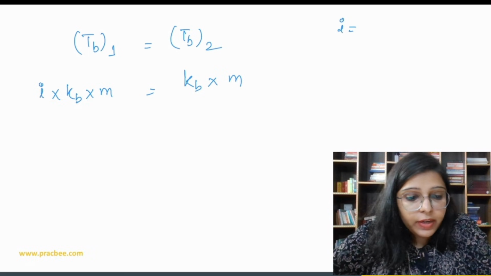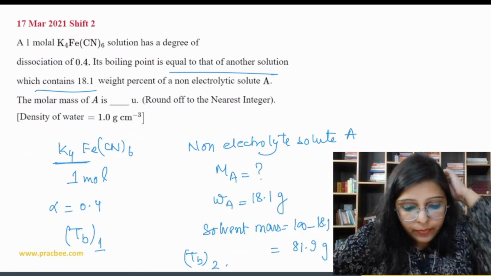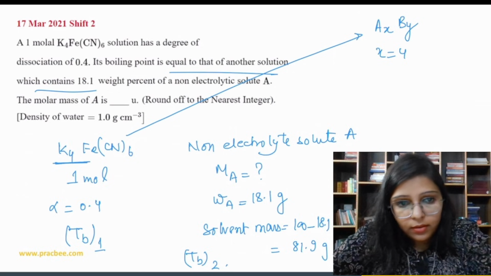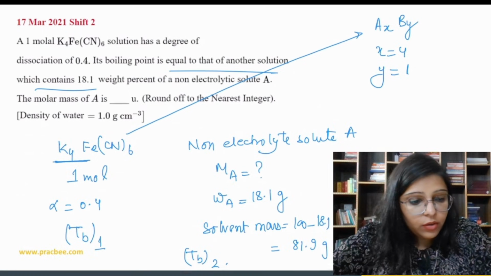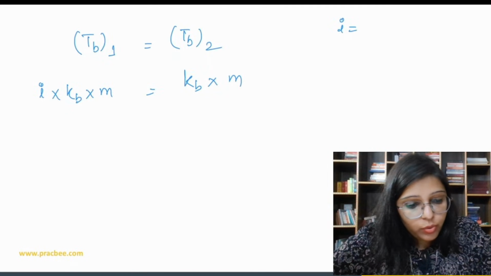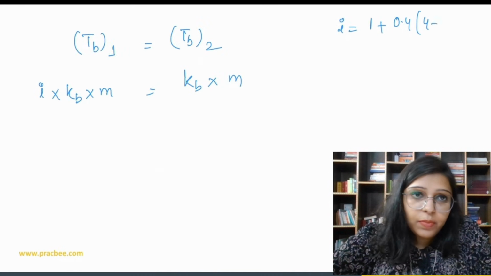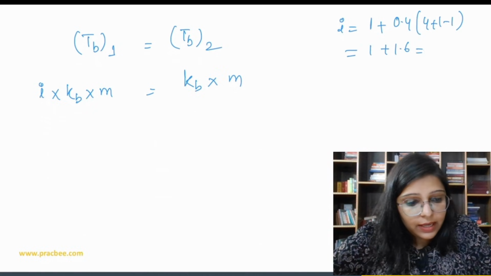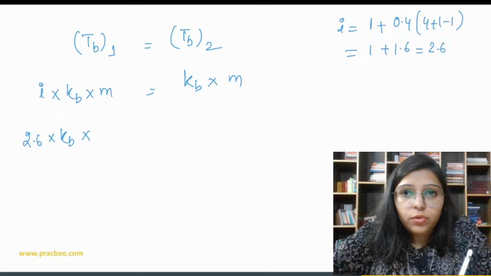Now, the first task is to find out the value of i. So how to find the value of i? Alpha is 0.4, okay? So if I compare this with AxBy, then the value of x is 4 while the value of y is 1, okay? So i is going to be 1 plus alpha, which is 0.4, times 4 plus 1 minus 1. So this is equal to 1 plus 1.6, that is equal to 2.6. Okay, beta. Now 2.6 into KB into molality.